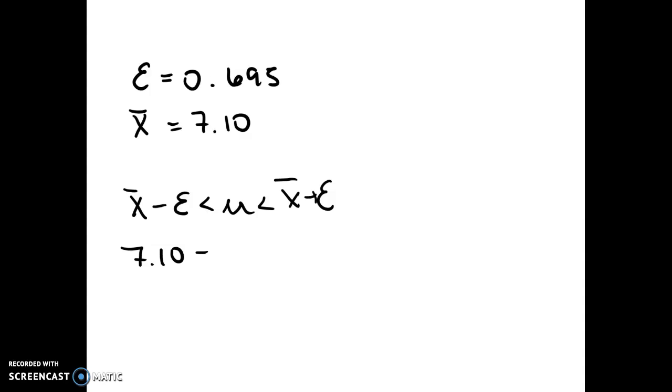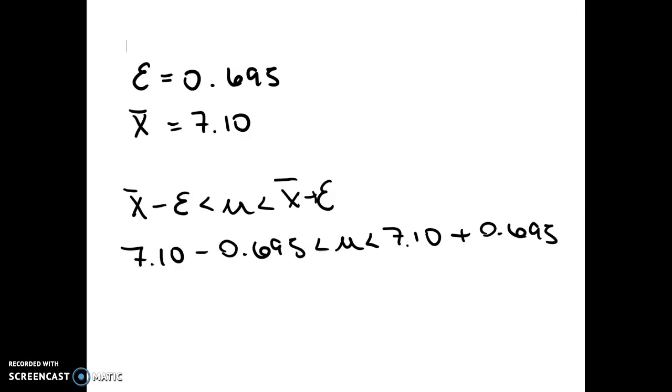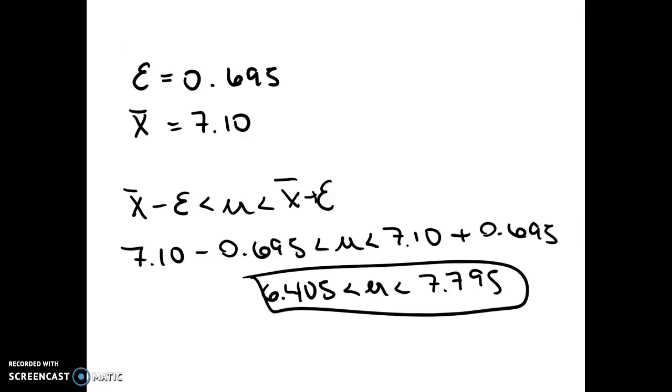So 7.10 minus 0.695 less than mu less than 7.10 plus 0.695. Okay, so we get 6.405 less than mu less than 7.795. And that would be our final answer.